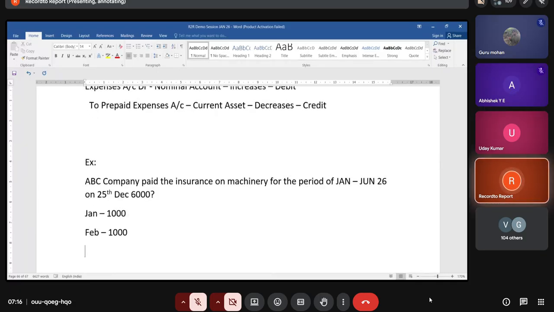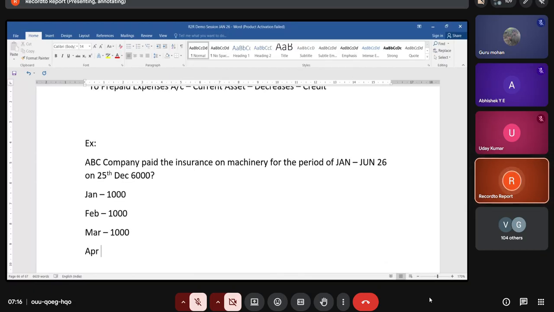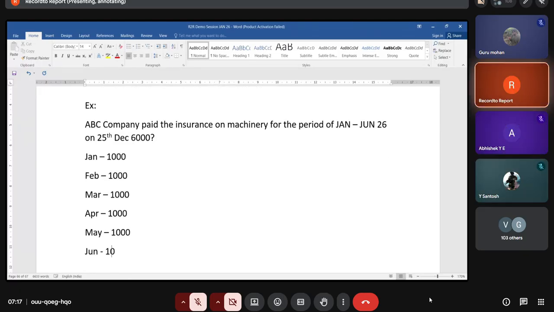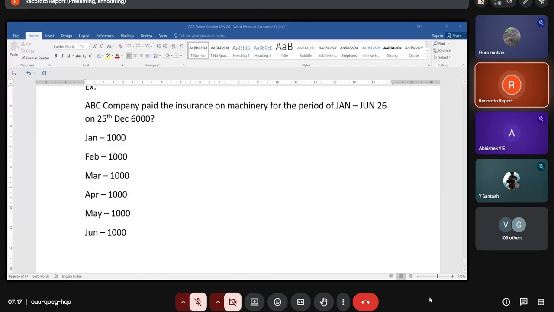So for January, how much amount? 1,000. February 1,000, March 1,000, April 1,000, May 1,000 and June 1,000. So every month 1,000 rupees of expenses will be expensed out.